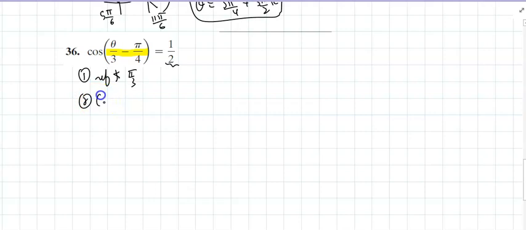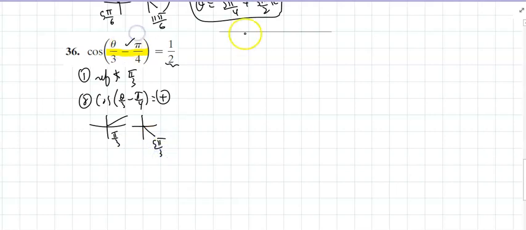We know that the cosine of any angle, no matter what that is, is positive in quadrants 1 and 4. And we know in quadrant 1 it's pi over 3, quadrant 4, 5 pi over 3. But since this is not my traditional angle, I'm going to say it's pi over 3 plus 2 pi k, so that I let the algebra take care of the shifting, the phase shift and the compression or the stretching. And 5 pi over 3 plus 2 pi k.